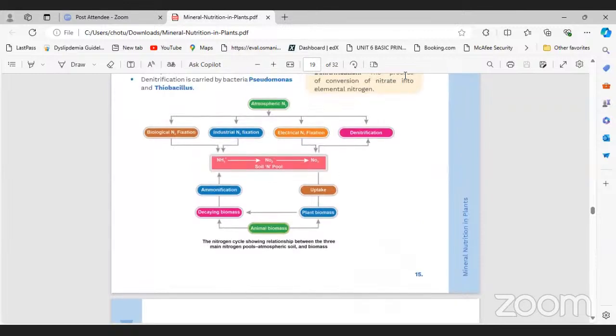I will stop my share. This is the total of mineral nutrients. How are mineral nutrients useful for plants? What is the importance of minerals? What are the macro elements? What are the micro elements? These are things you can observe in detail, as studied in today's class.